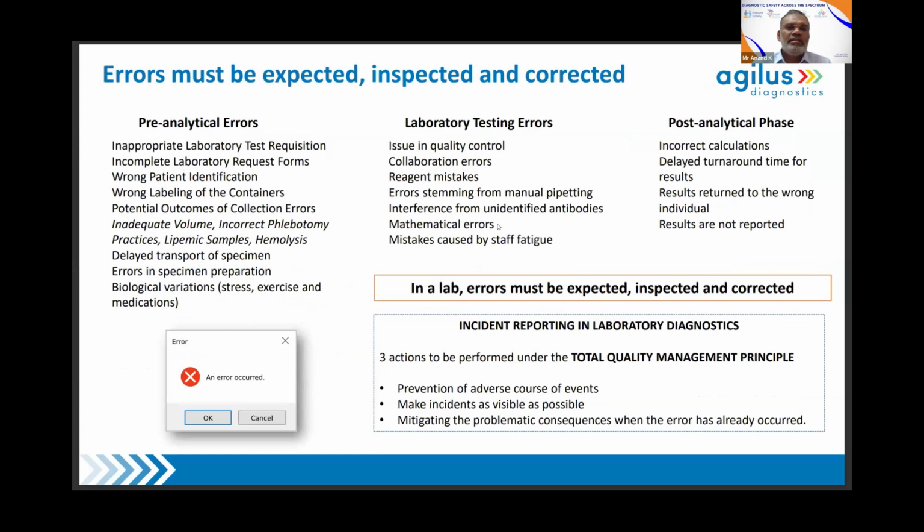An important way to talk about this is how we actually bring about the errors. We keep expecting those errors, inspecting, and then correcting the errors. That's the major aspect here. We should never be overconfident about errors, and expecting that errors will never happen is a very wrong way to look at it. In any total quality management program that we have, we should look at how we prevent the adverse course of events, and make sure that we have proper preventive action and corrective action in place for all the errors that we can talk about in the laboratory. Next slide, please.